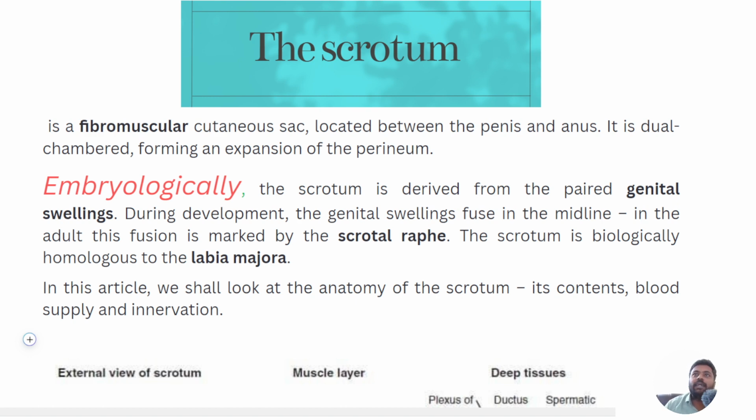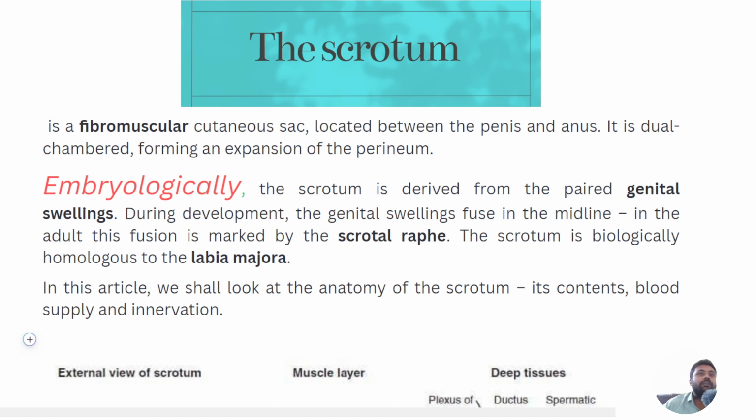Embryologically, the scrotum is derived from the genital swellings. During development, the genital swellings fuse in the midline. In the adult, this fusion is marked by the scrotal raphe. The scrotum is biologically homologous to the labia majora.